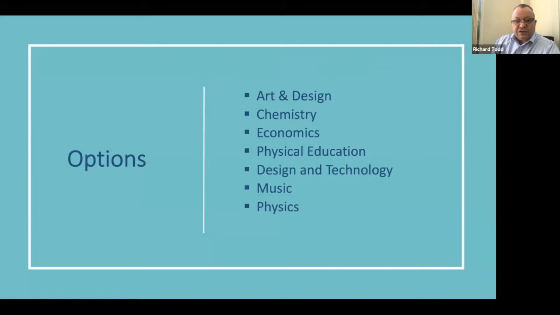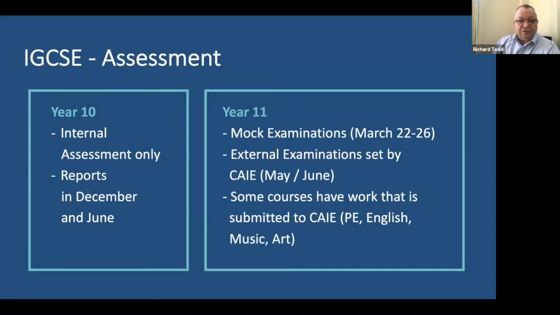So options against the compulsory: art and design, chemistry, economics, physical education, design and technology, music, and physics. Obviously, depending on your son or daughter's particular skills and talents, what their thoughts are about what they're going to do when they finish mainstream schooling, whether they want to go on to study at a higher level, then these choices of complementary sciences or arts or languages, it's very important that they have some options available to them.